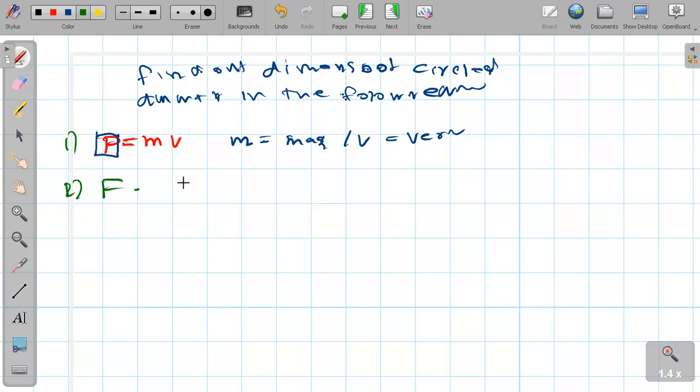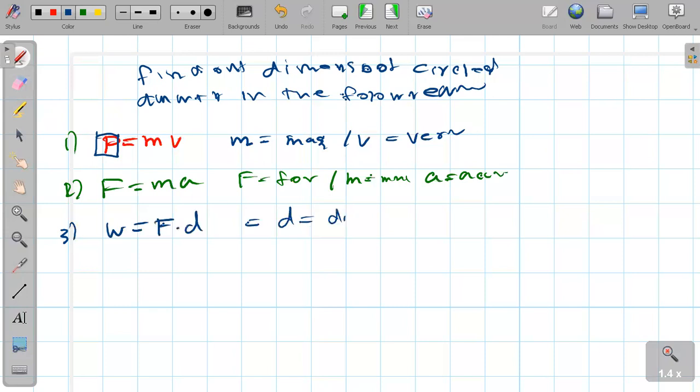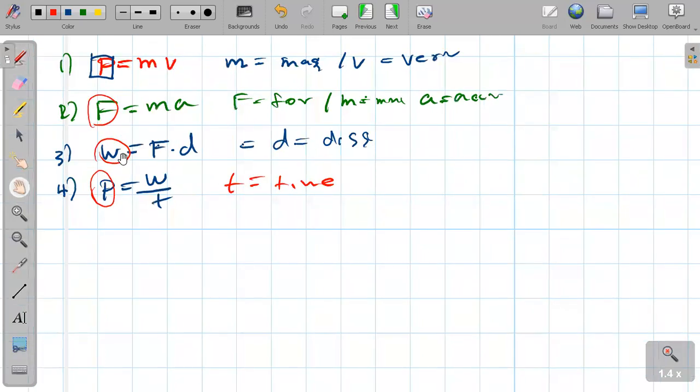The other one is force. F equals ma. F is force. M is what? Again mass. And A is acceleration, right? The next one, W equals FD. Now I am only writing what is D. D is distance. You need to find out this one. And in the fourth one, P equals W over T. You need to find out this one. And I will only write T as time.